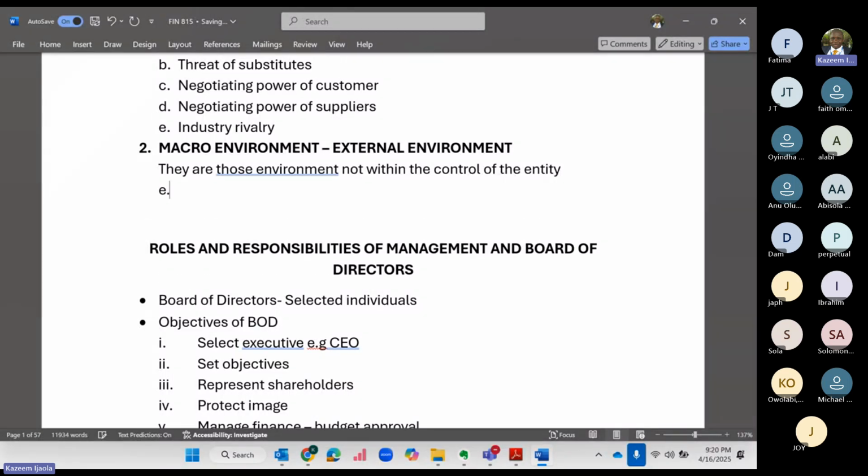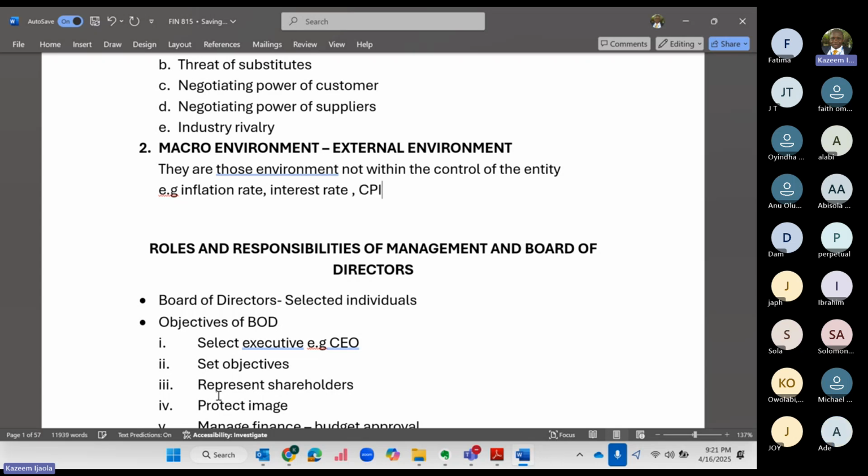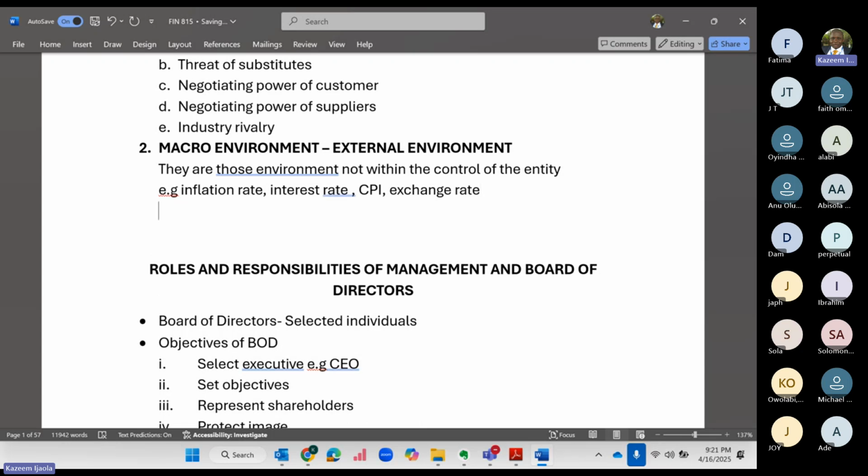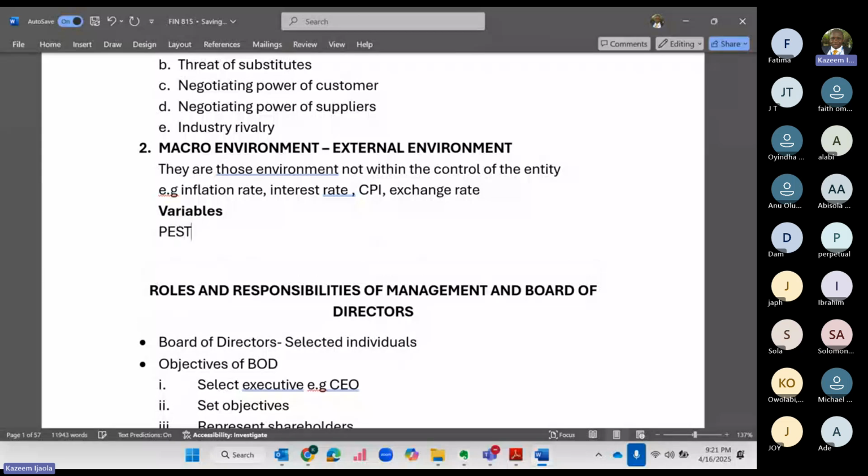For example, your company can't determine what the inflation rate should be. You can't determine what the interest rate should be. You can't determine what the CPI, consumer price index, should be. You can't determine what the exchange rate is going to be. So these are all the factors that determine the macro environment. Whenever you want to analyze the macro environment, you need to make use of variables. The variables for analyzing the macro environment are known as PESTEL.